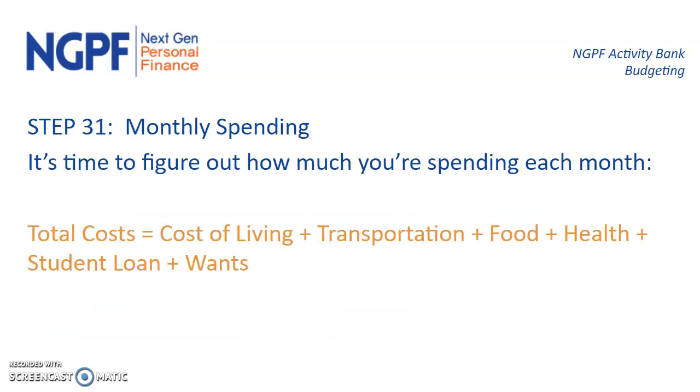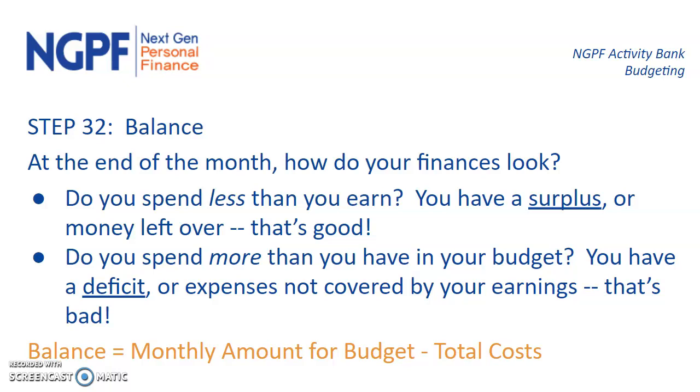Now it's time to figure out how much you're spending. So total cost: cost of living, transportation, food, health, student loans, and wants. At the end of the month, how do your finances look? Did you spend less than you earn? Do you have a surplus, which means there's money left over? That would be a good thing. Did you spend more than you have in your budget? If you have a deficit, that's bad, right?